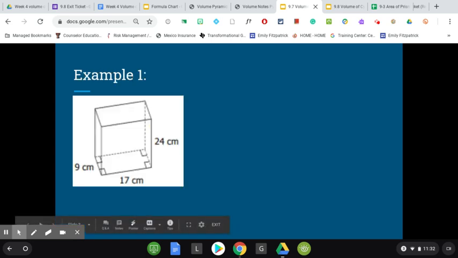Okay, here's our first example. We have a rectangular prism. It is very, very important for you to identify the base. Once you identify the base, you'll know what you have to find the area of. So in this case, my base is this rectangle. I'm going to shade it in for you. That's my base. We want to find the volume of this prism, so we're going to do BH.